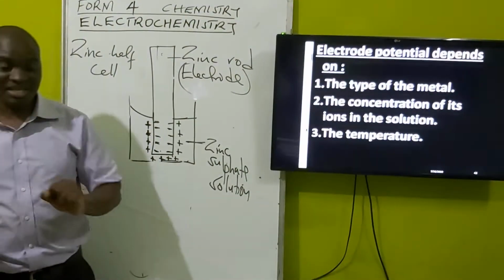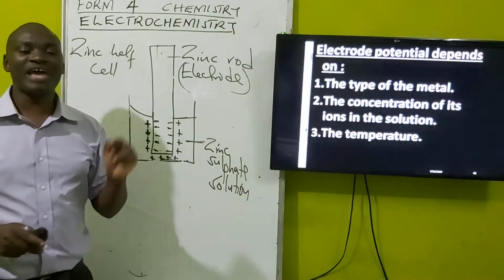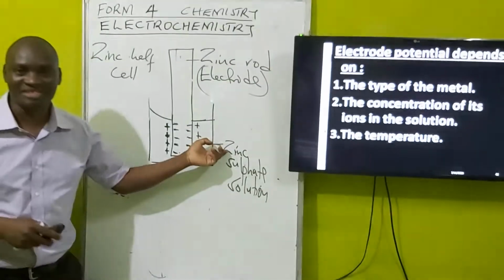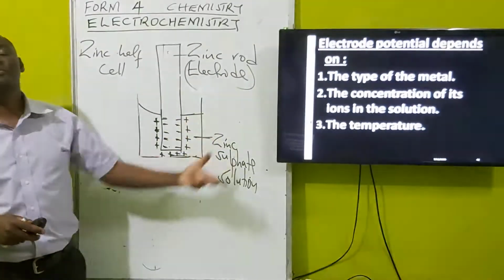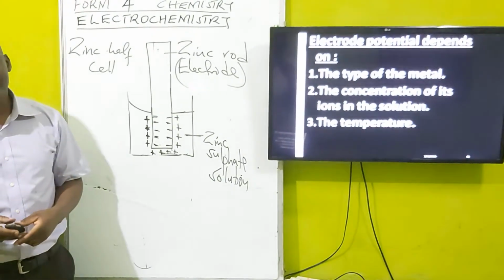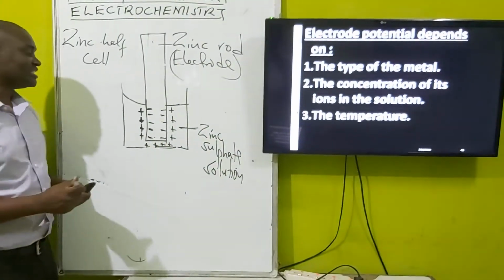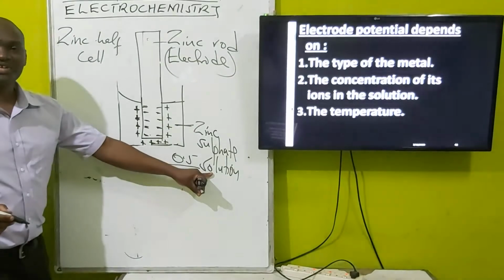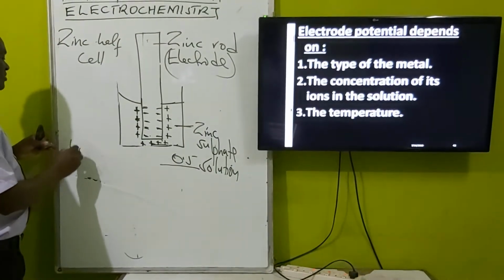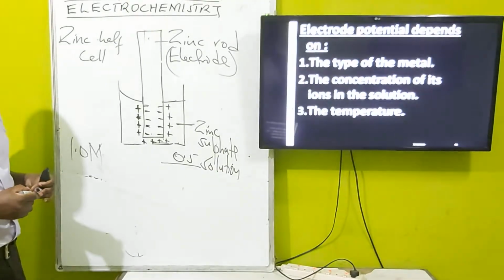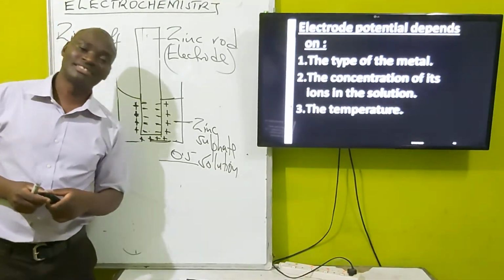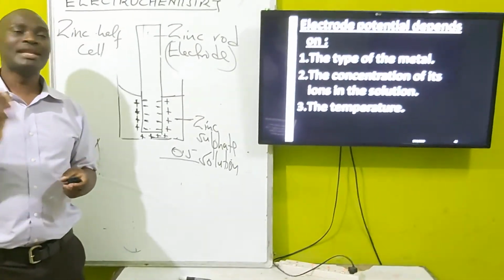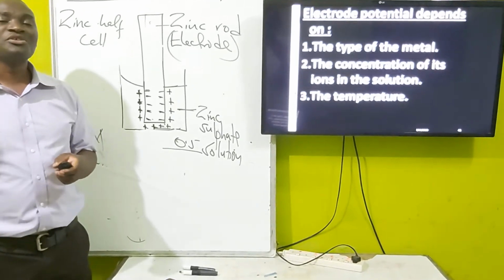That's one. Then number two, the concentration of the ions in the solution. Where you have a higher concentration of ions in the solution, the electrode potential will also change. I can have 0.5 molar zinc sulfate, and in another setup I can have 1.0 molar zinc sulfate. I will not get the same value. But for measurement purposes, we normally use 1 molar as the standard concentration.